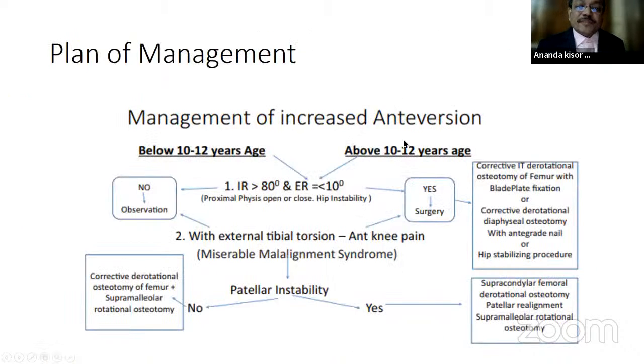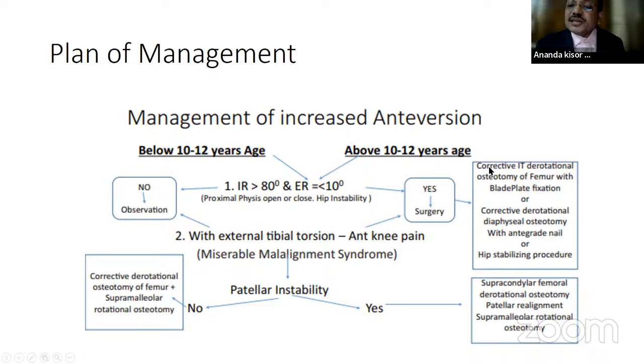Now, the plan of management of increased anteversion: we have to check whether the age is below 10 to 12 or above. If the internal rotation is more than 80 degrees and external rotation is less than 10 degrees, that means the proximal physis is open or closed with hip instability. If that is not there, we have to observe. But if this condition is there, then we can do surgery.